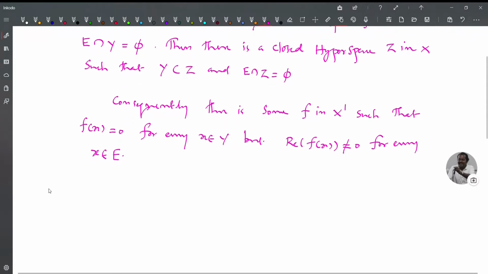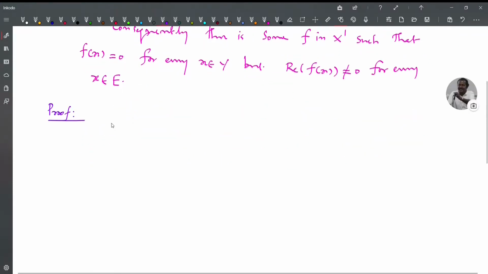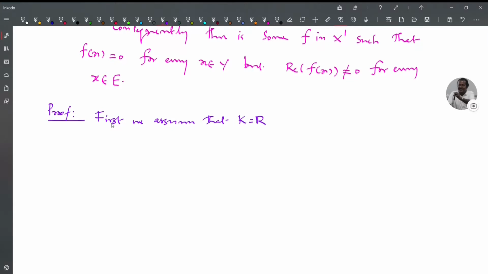So, proof. First we assume that K equal to R. We can use transfinite induction in the form of Zorn's lemma.